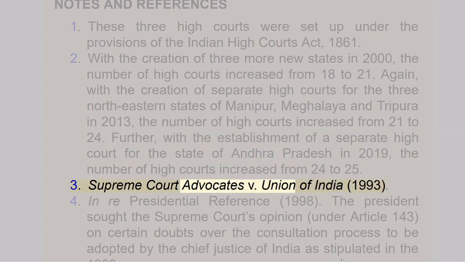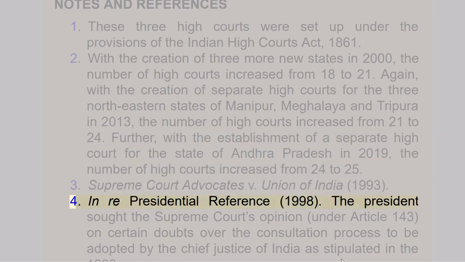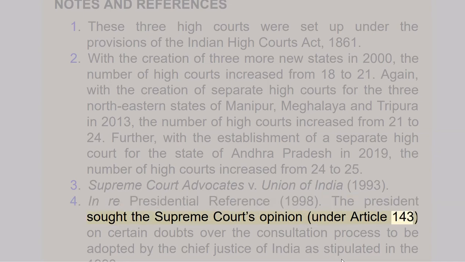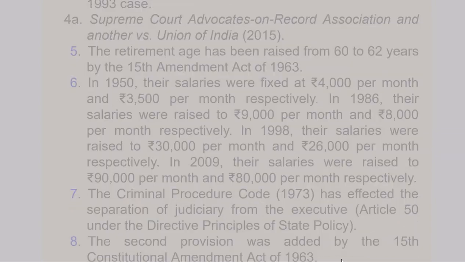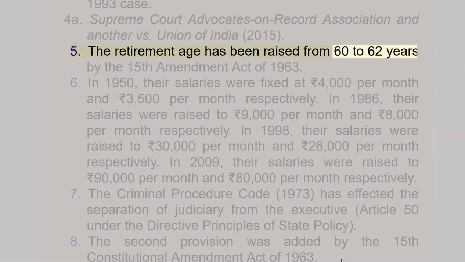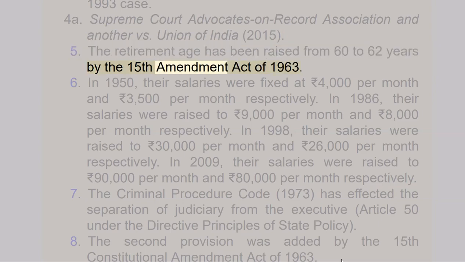3. Supreme Court Advocates versus Union of India, 1993. 4. In re Presidential Reference, 1998. The President sought the Supreme Court's opinion, under Article 143, on certain doubts over the consultation process to be adopted by the Chief Justice of India, as stipulated in the 1993 case. 4A. Supreme Court Advocates on Record Association and another versus Union of India, 2015. 5. The retirement age has been raised from 60 to 62 years by the 15th Amendment Act of 1963.